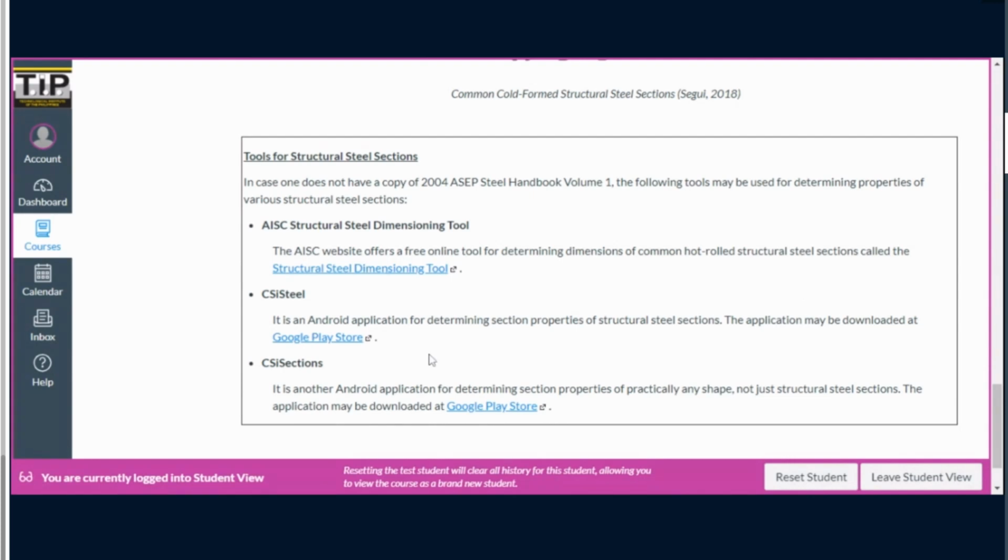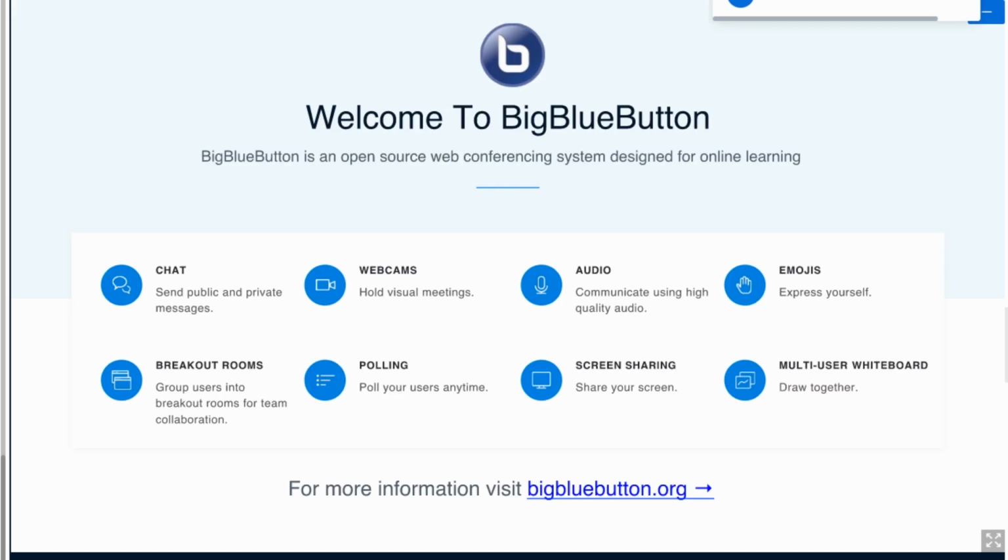And then we have CSiSteel and CSI sections. These two are Android applications. For those using iOS, you may check if these are available. But for Android, surely these are available. So let us check some of these tools. First, we have the AISC tool.